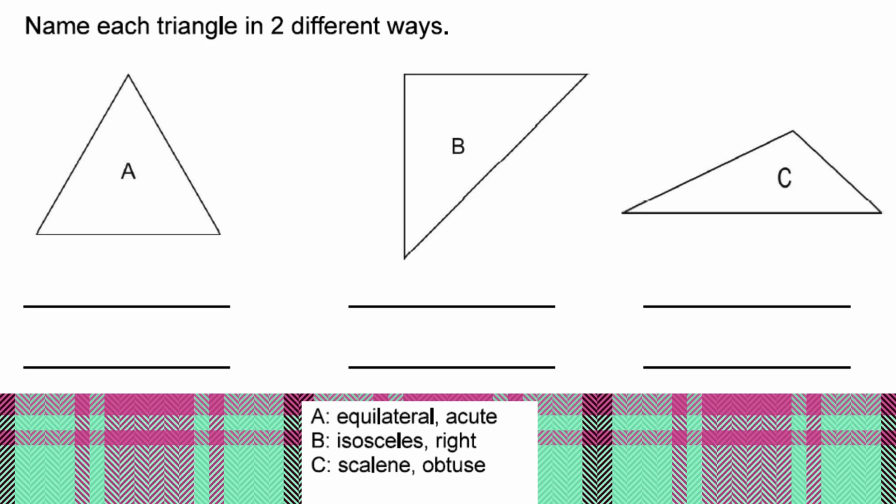For C, having used my ruler and protractor, I know that all sides and angles are different, which makes this a scalene triangle. I also know that one of the angles is greater than 90 degrees, which makes this an obtuse triangle because it has an obtuse angle. Be sure to review over those types of triangles.